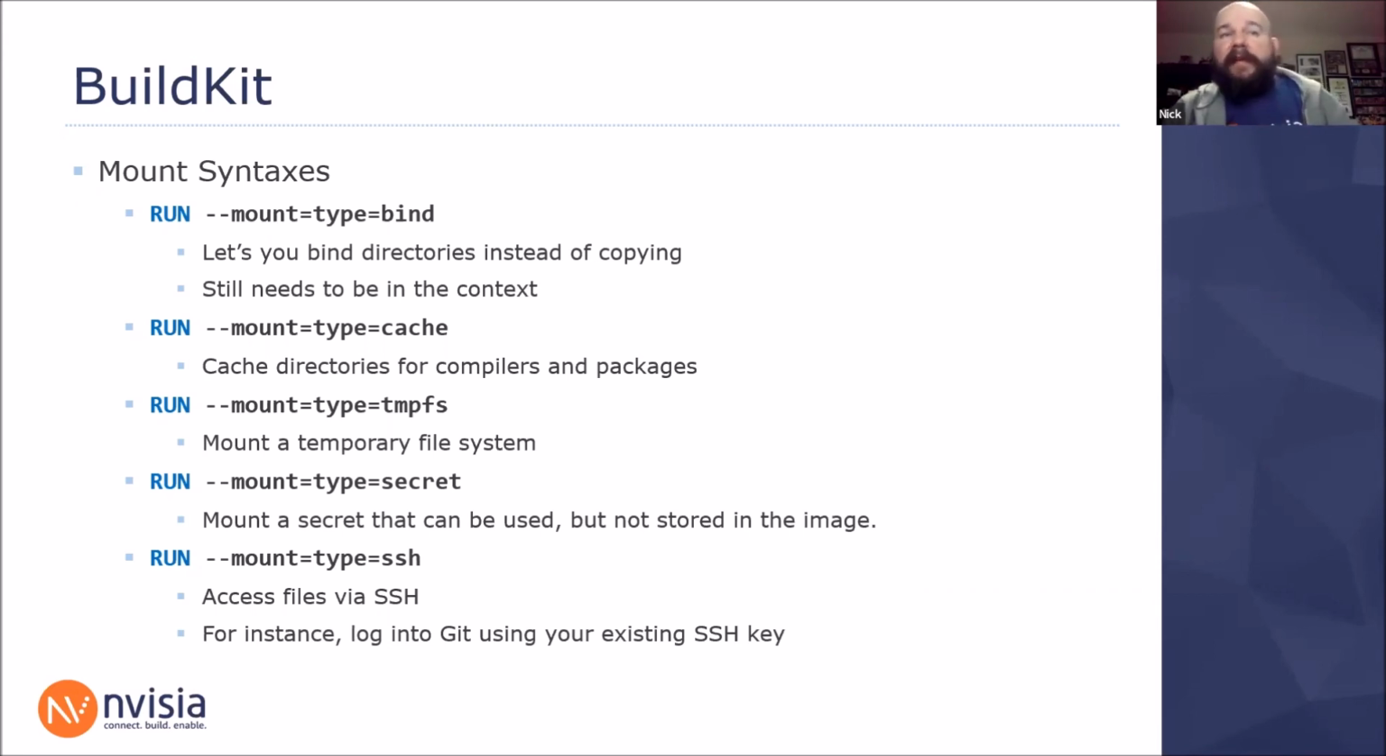The next one, of all of them, is my favorite, is the cache. This lets you cache directories for your compilers and packages, and we'll take a look at an example of that. You also have the ability to mount a temporary file system. You can use secrets. So if there are things where I need something, but I don't want this to be in my image, you can use a secret now to actually pass that in. And the last is SSH. So if I need to SSH into something, Git, for example, I have that option.